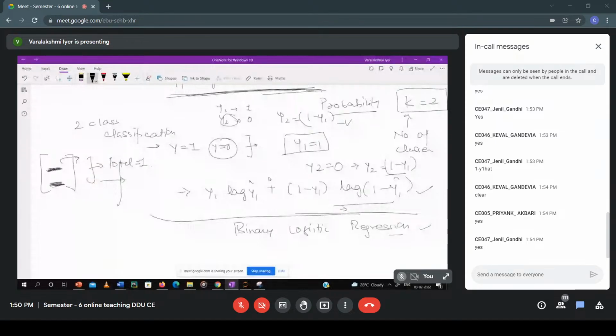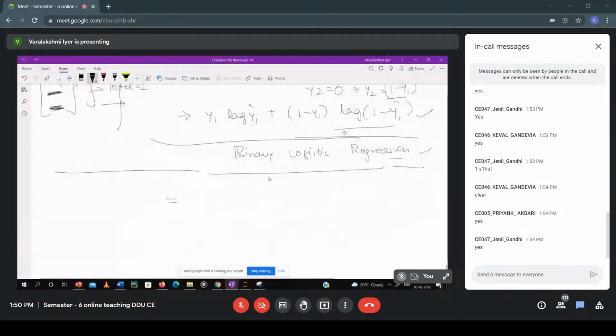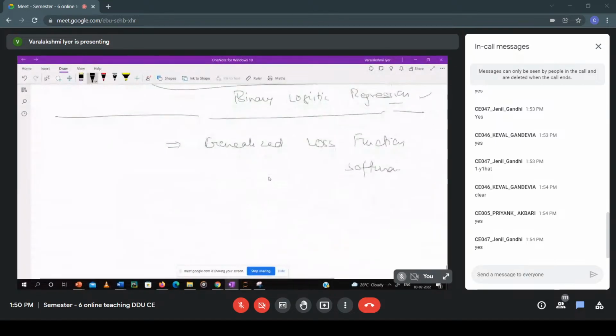Okay. Now after this, you can say this is your generalized loss function, which is defined in the case of softmax regression. So whenever you have more than two classes, your loss function will be minus of summation i equals 1 to m, where m is the total number of samples in our training set.